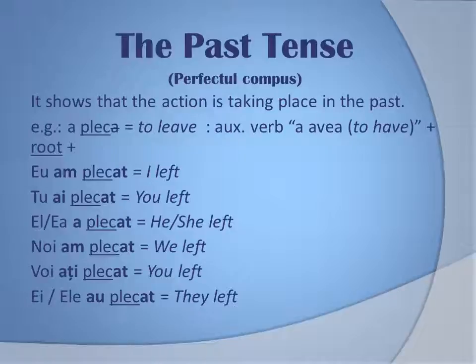Eu am plecat. I left. Tu ai plecat. You left. El or ea a plecat. He or she left. Noi am plecat. We left. Voi ați plecat. You left. And ei or ele au plecat. They left.